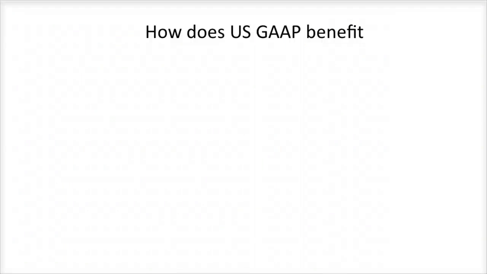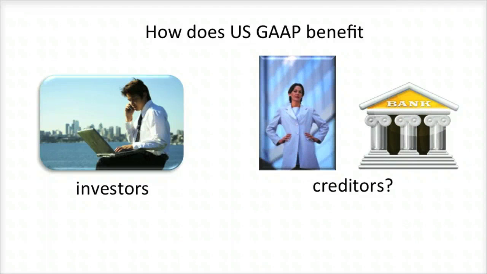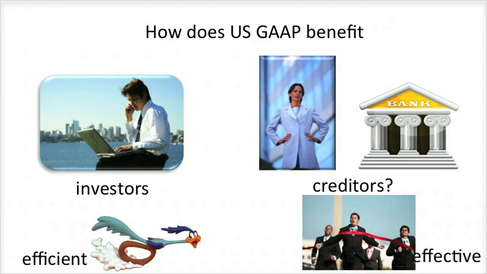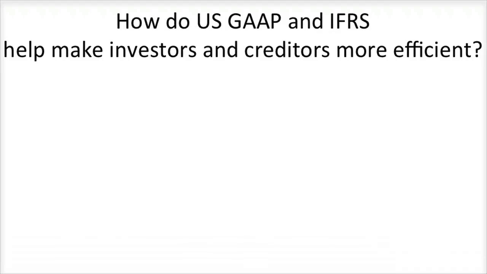How does US GAAP benefit investors and creditors? All else being equal, investors and creditors who fully understand US GAAP are more efficient and effective when making investing and lending decisions. Why is that true? How do US GAAP and IFRS help make investors and creditors more efficient?